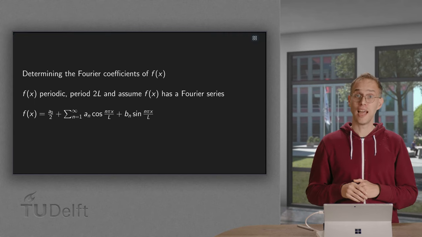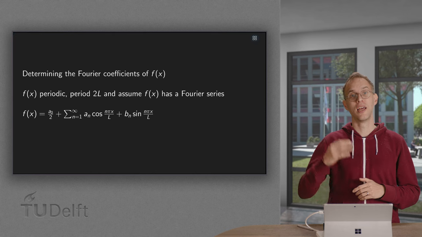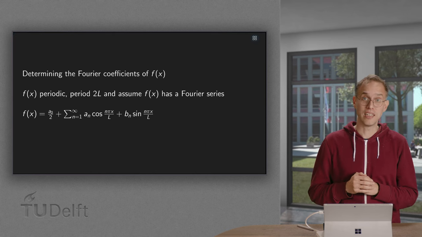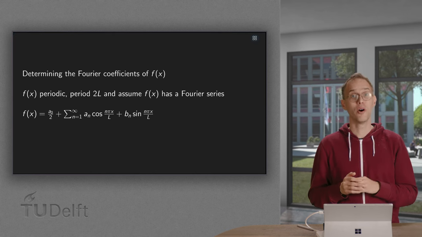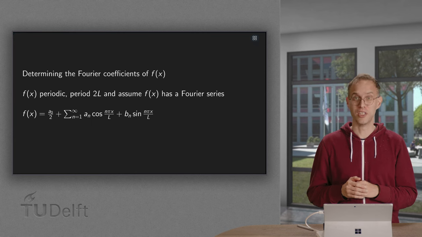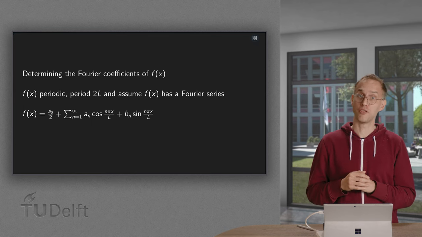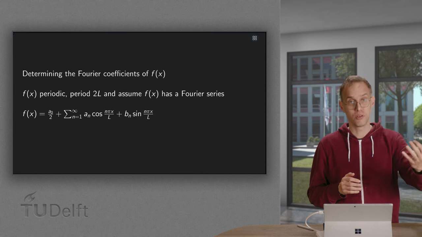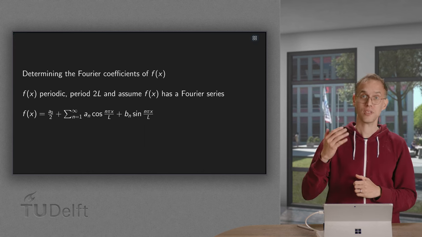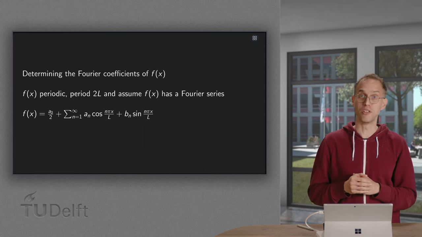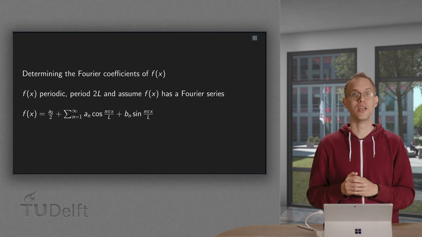Does a function f of x have a Fourier series? And if so, how can we find it? In this video, we will start with the second question. We assume that f has a Fourier series, and we are going to find its coefficients. And then later on, we are going to look into the first and more theoretical question.